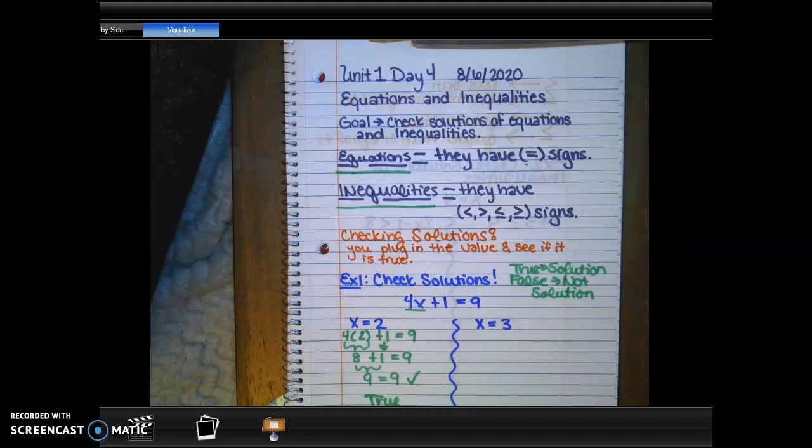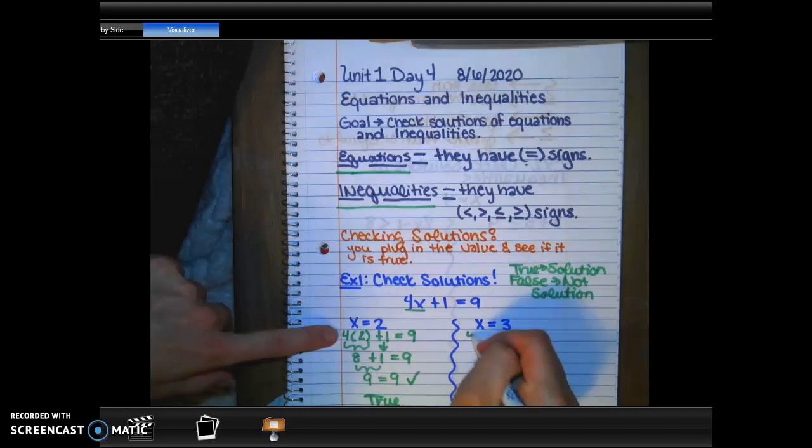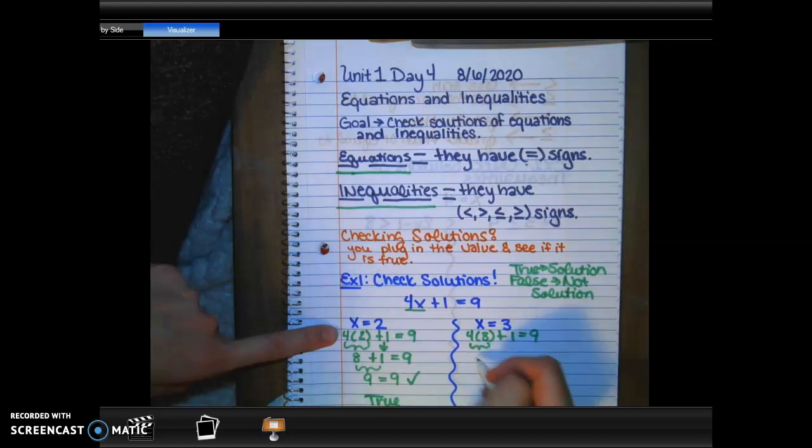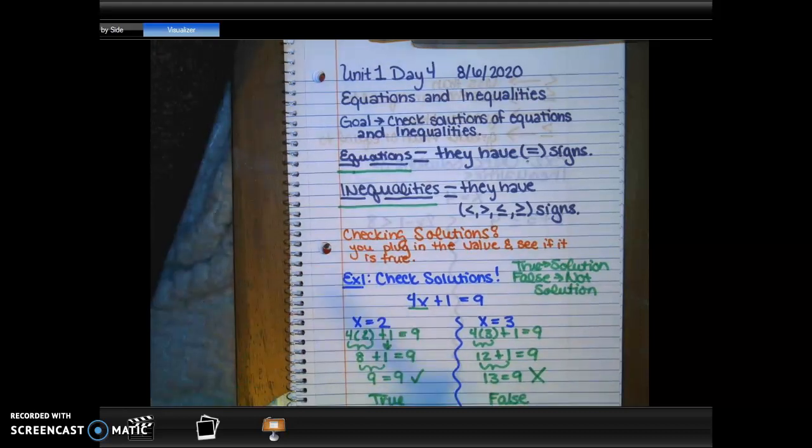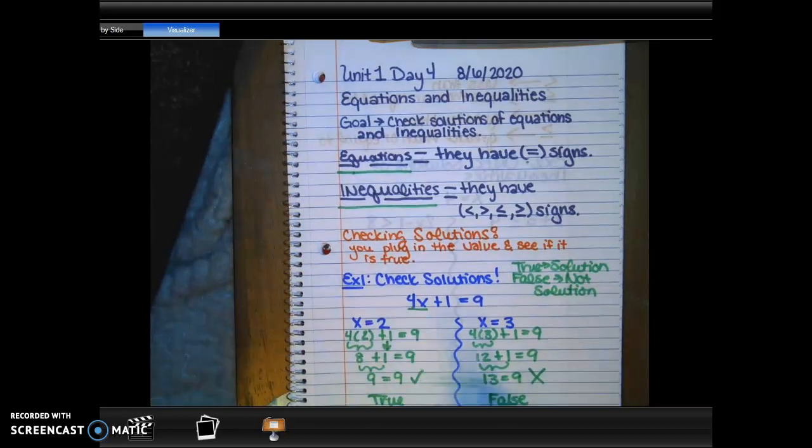So let's go ahead and check what happens whenever x equals 3. We're going to do the same thing. We're going to say 4 times 3 plus 1 equals 9. Multiplication first. So 4 times 3 is 12 plus 1 equals 9. Addition, 13 equals 9. This is not true. This is definitely false. 13 does not equal 9. So let's say I asked, is this a solution when x equals 3? Your answer would be false.